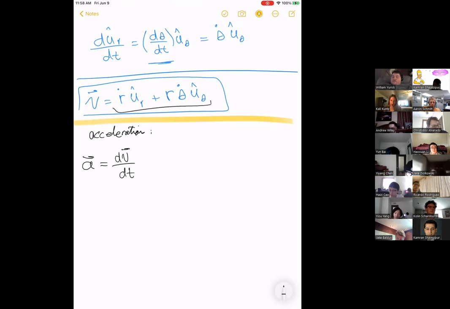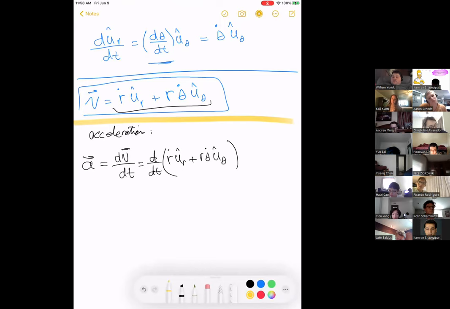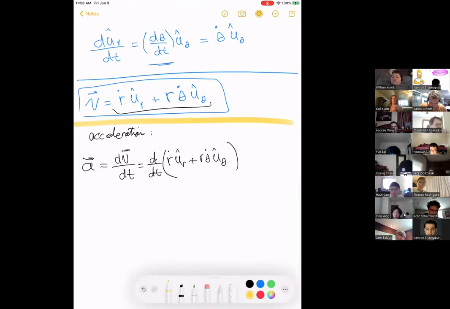And v, I have it here. So it's going to be d/dt of r dot ur plus r theta dot u theta. And this is going to get a little ugly because we have five terms here, and none of them is constant, right? So when you do the product rule, you have to expand this in this way.